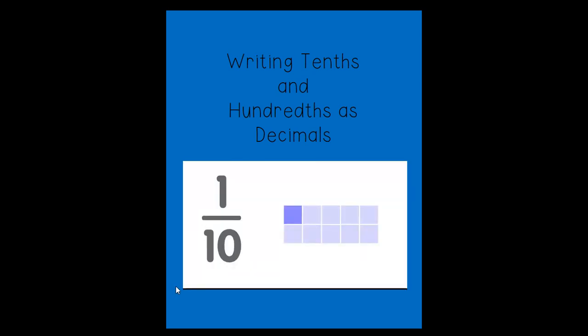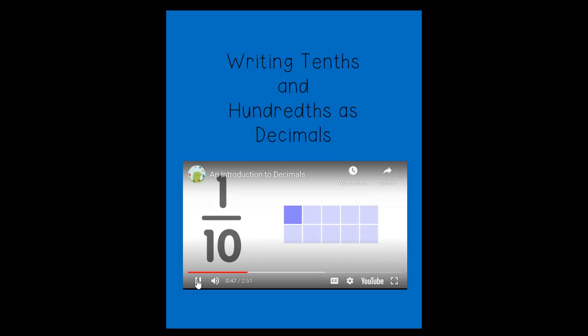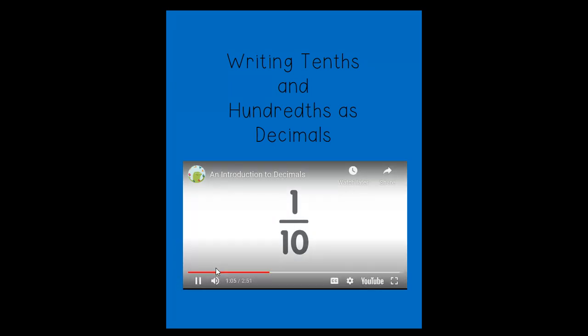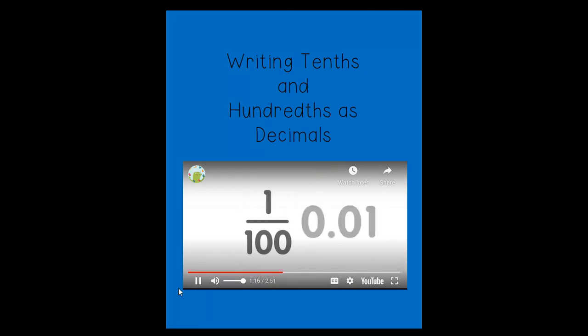1/10 is 1 divided into 10 little pieces. 1/100th is 1 divided into 100 tiny pieces. 1/100th is 10 times smaller than 1/10. Decimal numbers are the same as decimal fractions, but we write them differently. We write 1/10 like this, and 100th like this.